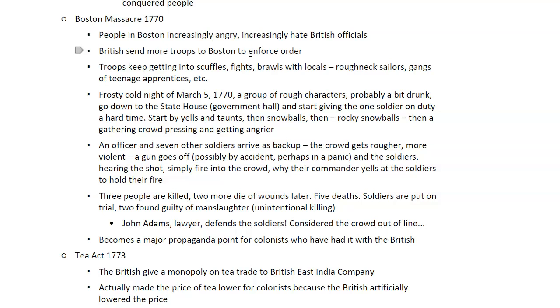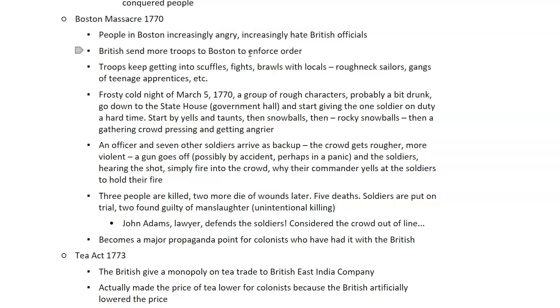They're yelling at him, screaming at him, pushing up against him. They start throwing snowballs, then they start putting rocks in the snowballs, and the crowd is getting angrier and angrier. Well, this poor guy is getting really pushed up against the gate. It's really a bad scene. An officer of the British Army and 7 other soldiers arrive to back him up, to try to get this angry crowd a little bit more under control and a little bit more in line.